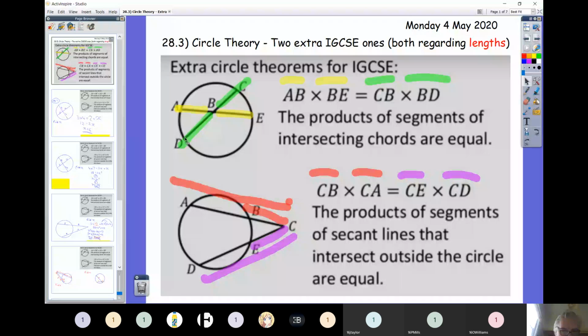Now the other one, this second one down here, you've just got to be a bit careful. It's the length outside the circle, so BC, multiplied by the whole length all the way down. So it's CB multiplied by CA. It is not CB multiplied by BA. So it's the two bits that I've highlighted there. It's that length CB multiplied by CA equals CE multiplied by CD. So those are the two circle theories, okay?